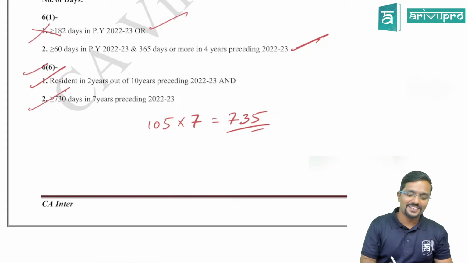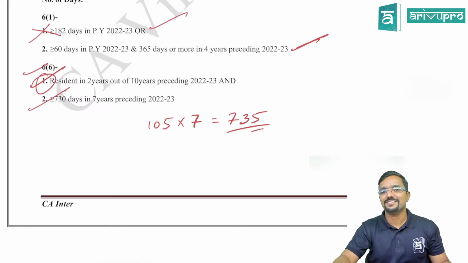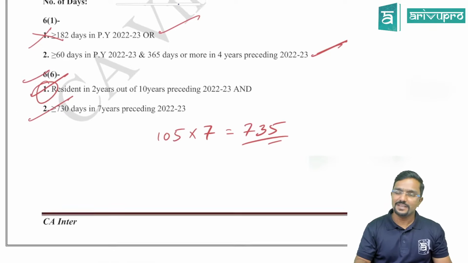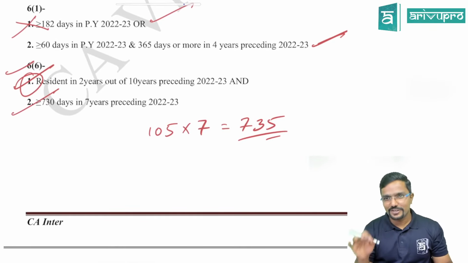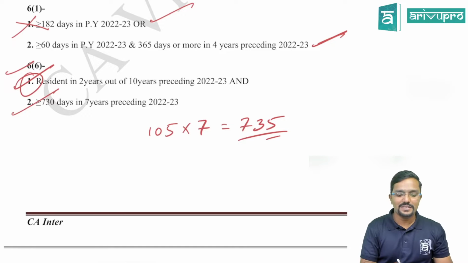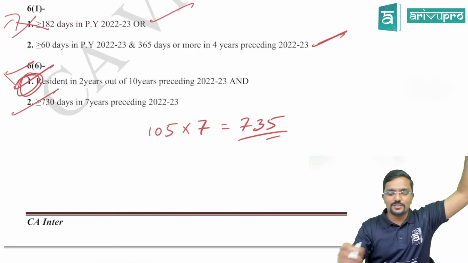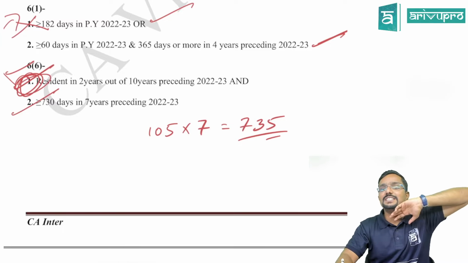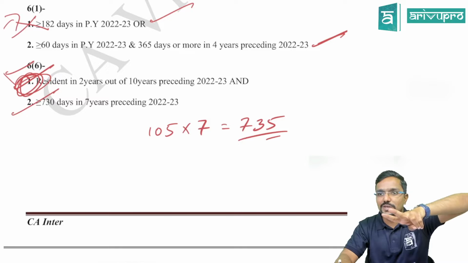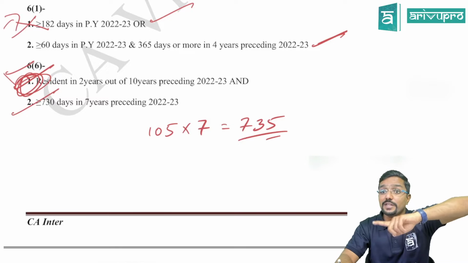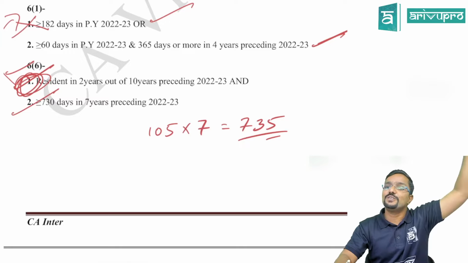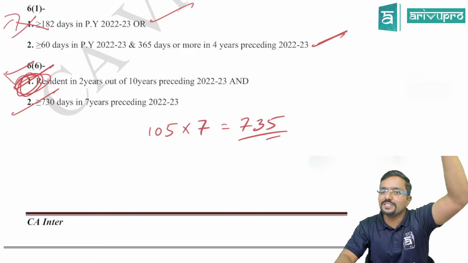Sir, this is related to 6.1 in the past, no, sir? Yes, that is true only. We have to check only the 6.6 conditions, but this is again interlinked with 6.1, na? To the past. So what is the first condition under section 6.6 telling? You should be resident in at least 2 years out of 10 years, not 22-23. Take the last 10 years. To check that, what should I do? I should go and check 6.1.